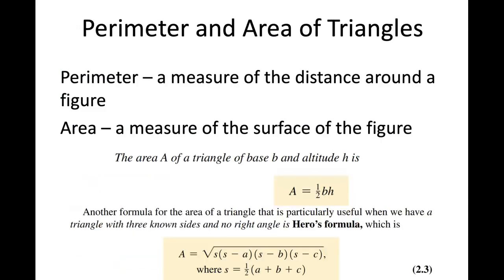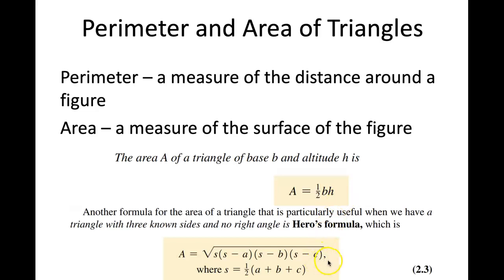Some other important facts is we need to be able to figure out the perimeter and area of a triangle. And the perimeter is just the distance around. Okay, so that just means you add up the three sides. The area of a triangle, however, is this formula, 1/2 base times height. That's the formula for area.